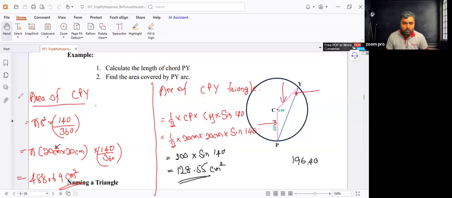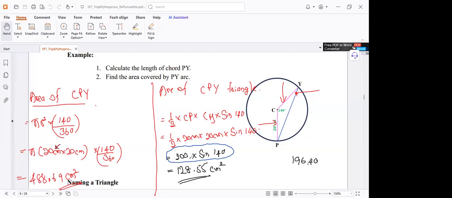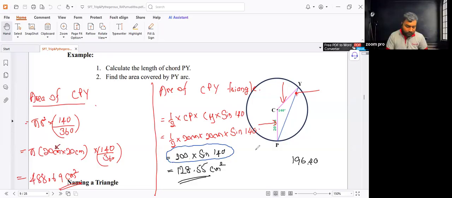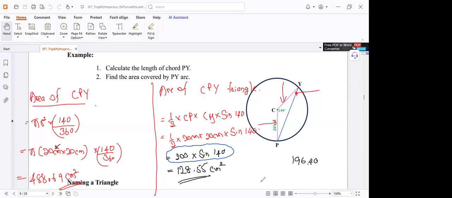Did you get up to here? 200 into sine 140. Yes, sir. Then sine 140 means 0.642 into 200. No, the same answer is coming. Check that one again. Yes, I got the answer.